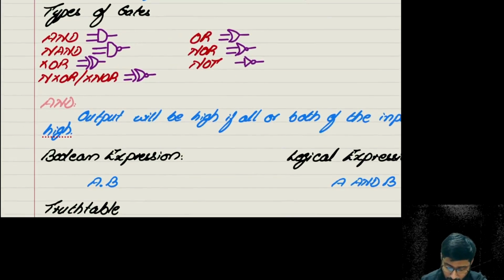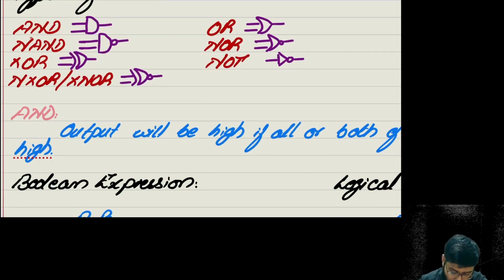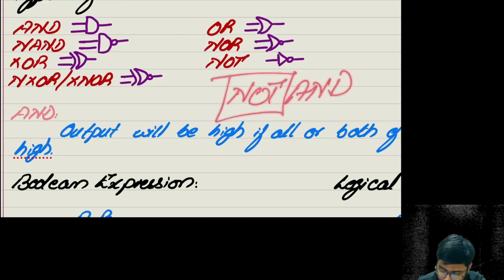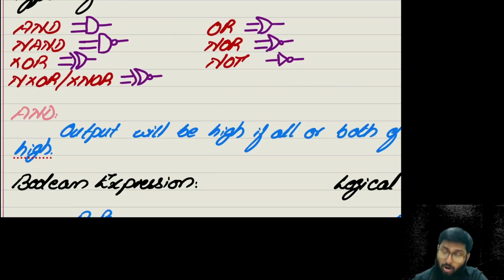Coming back to the gates. As we say AND, we also have a NAND gate. NAND means NOT AND gate. In the NAND, the N represents a NOT. So that means NAND is the reverse of AND. Similarly, NOR is the reverse of OR, and XNOR is the reverse of XOR.